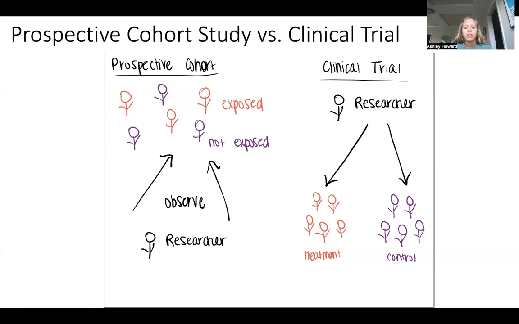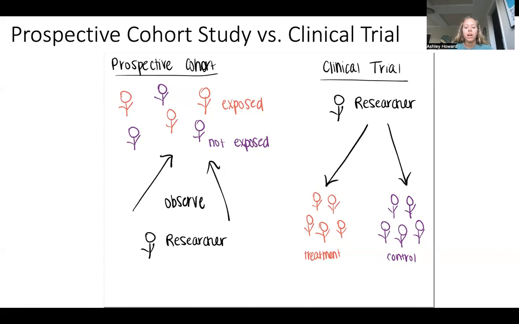Next, I want to discuss the difference between a prospective cohort study and a clinical trial. One key distinction between the two is that a prospective cohort study is observational, while a clinical trial is experimental. In a prospective cohort study, a random sample of a group that has been exposed to a factor of interest is compared to a group that was not exposed to the factor.